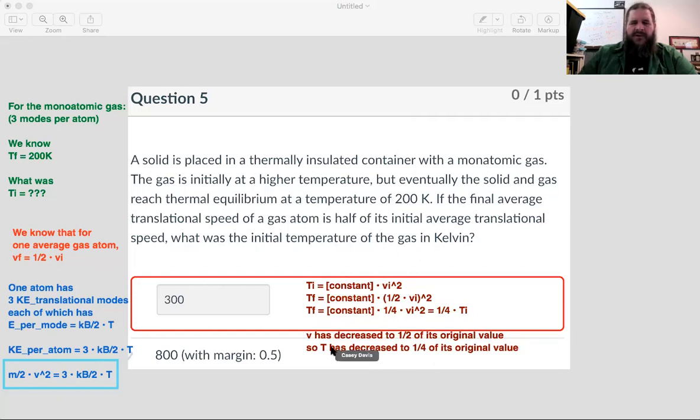And if we know that we took the initial temperature, decreased it to 1/4 and ended up at 200, what was the initial temperature? 800. Right, because we know the final temperature is the initial temperature over 4. And we know the final temperature is 200. Multiply by 4 and we get 800 kelvins.